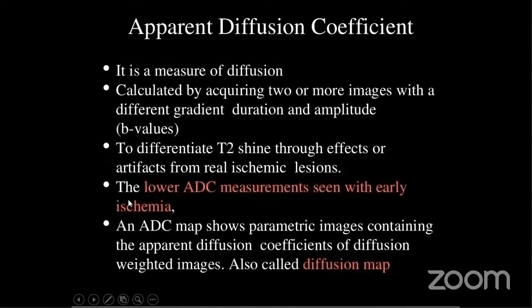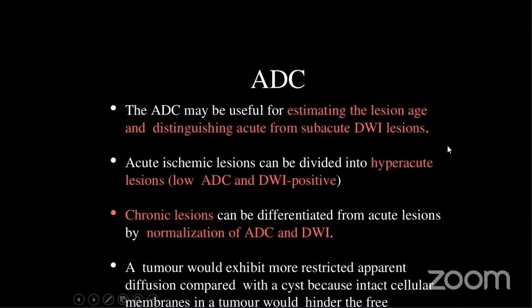ADC sequence, let's not get into the depth of it. As I said, it is nothing but the magnitude of that diffusion restriction. Okay, lower ADCs are seen in early ischemia. Estimating the lesion age and distinguishing between acute and subacute diffusion weighted lesions becomes important. As I told you, ADC gets brighter and brighter as the days pass. From hypo to hyper it goes, diffusion the other way around. Okay.